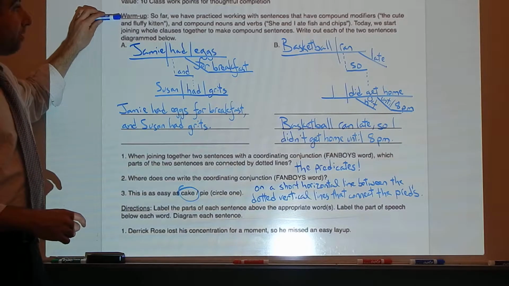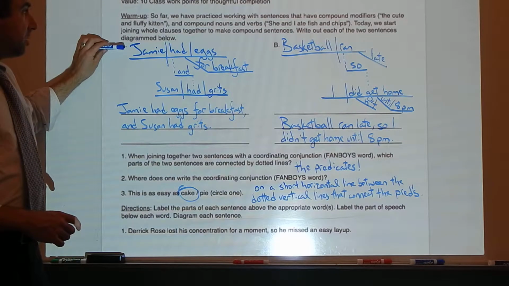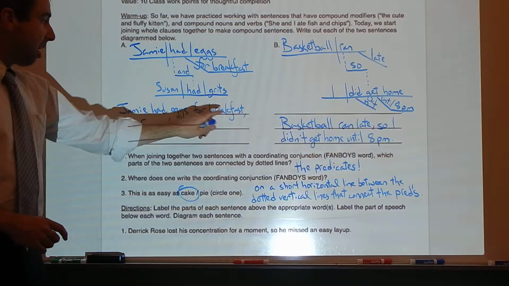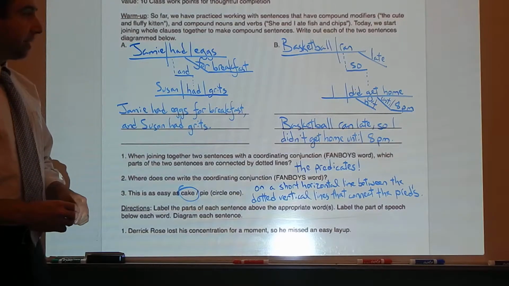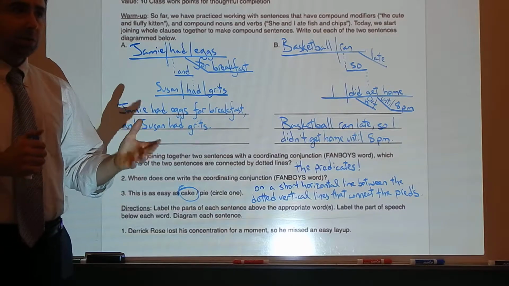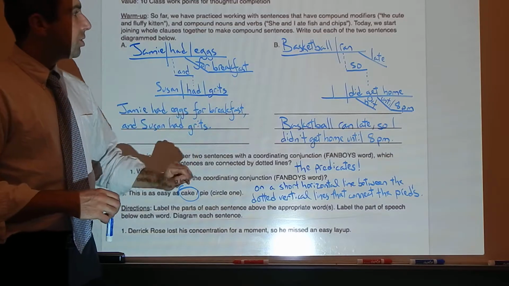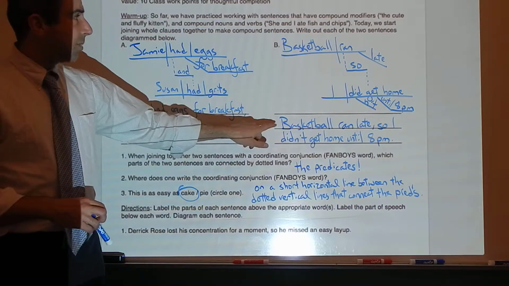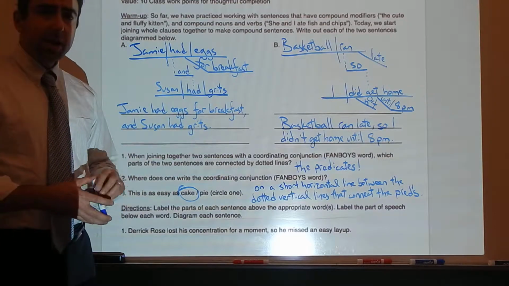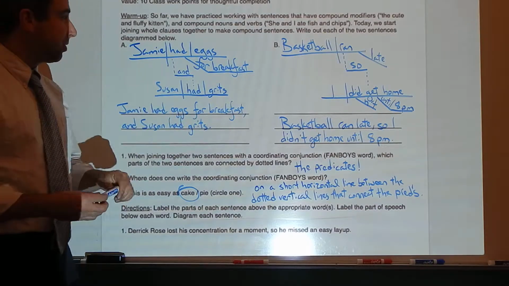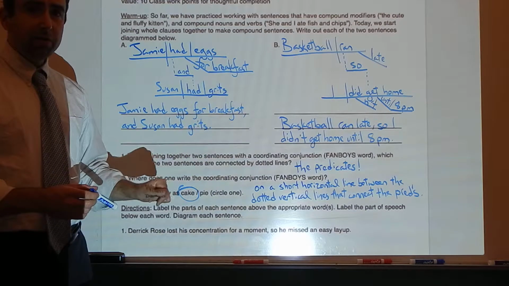So here's the warm-up. The first sentence is Jamie had eggs for breakfast, comma, and Susan had grits. If you're not from the South, grits are like oatmeal but made with cornmeal. Number 2, or letter B, basketball ran late, so I didn't get home until 8 p.m. I hope that you did the warm-up before looking at this. I also hope that this seems fairly straightforward.